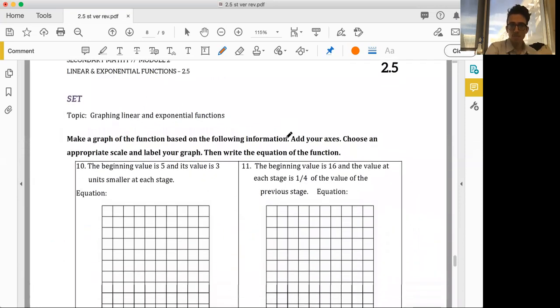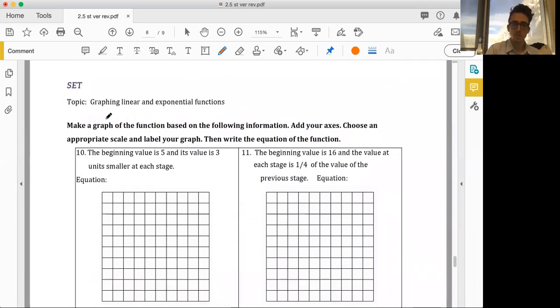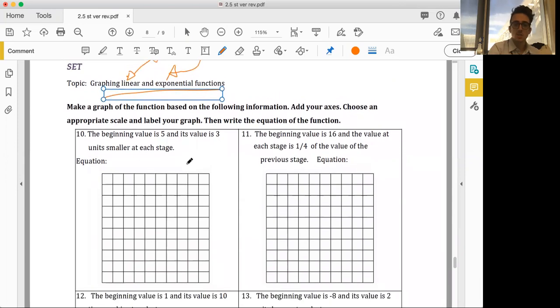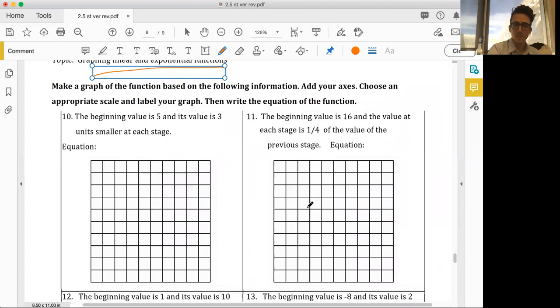For the set, we're graphing linear and exponential functions, believe it or not. Linear, I know, has a straight line aspect to it. Exponential is more of an arc. All right. Make a graph of the following based off of the information, add our axes, choose an appropriate scale, label the graph, then write the equation. Ooh, there's a lot going on here.